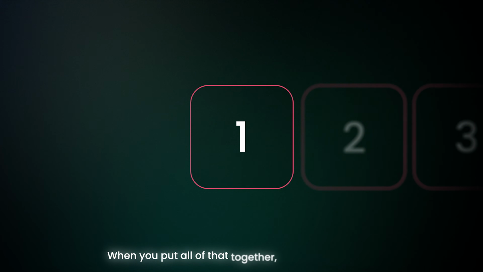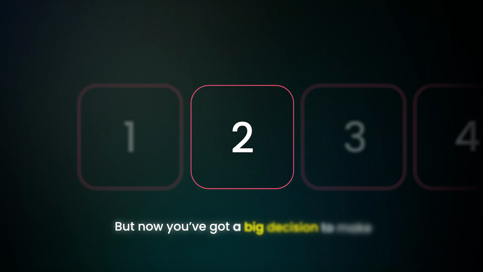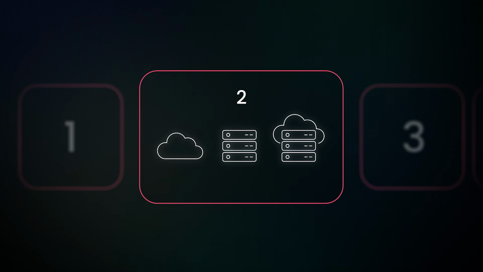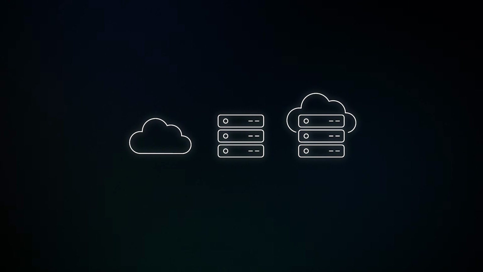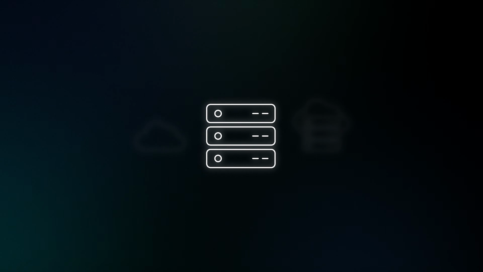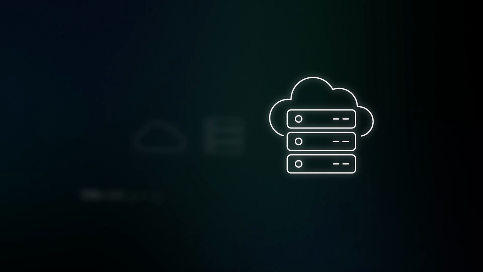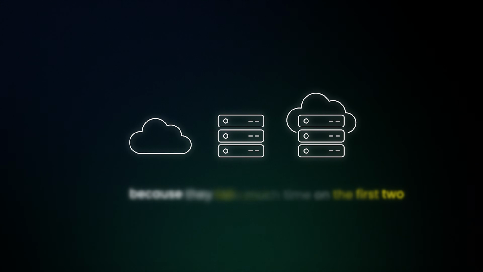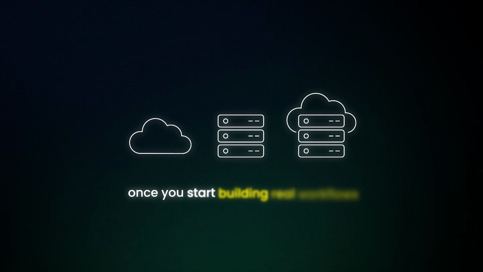At this point, you've got the core pieces. When you put all of that together, you get a workflow. But now you've got a big decision to make. There are a few different ways you can run N8N, and on the surface, they all look pretty good. You can use the hosted cloud version, you can run it locally on your machine, or you can self-host it on your own server. I'm not going to spend too much time on the first two, because they fall apart pretty quickly once you start building real workflows.